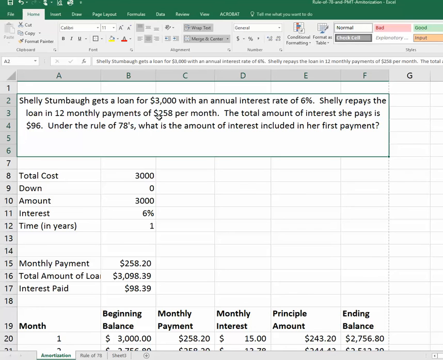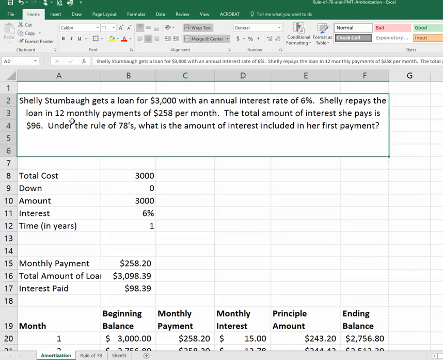Here's the question that we were addressing. This person gets a loan of $3,000 with an annual interest rate of 6%, and Shelley repays the loan in 12 monthly payments of $258 per month. Now, the key thing I'm going to stop and say right here is that there's 12 monthly payments and then it's paid off.